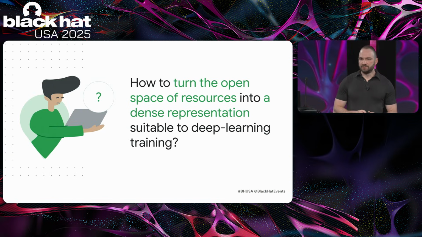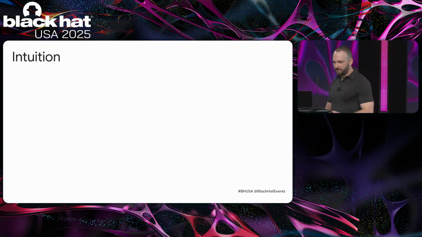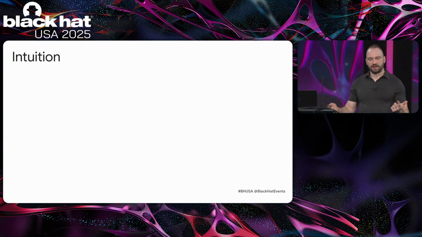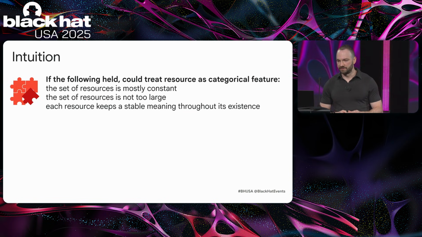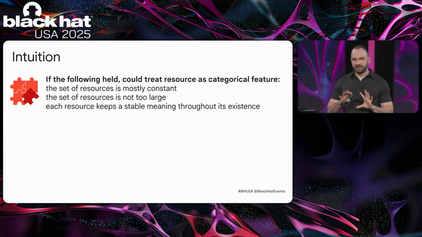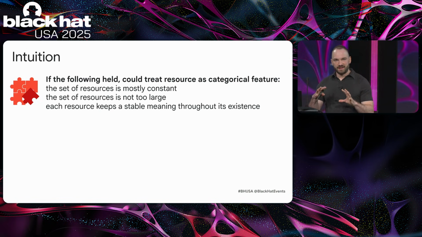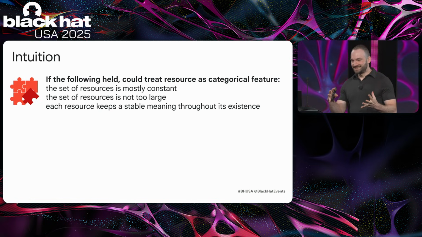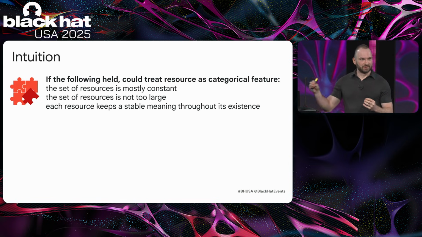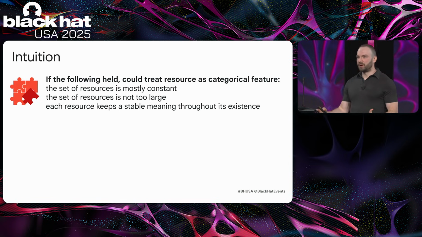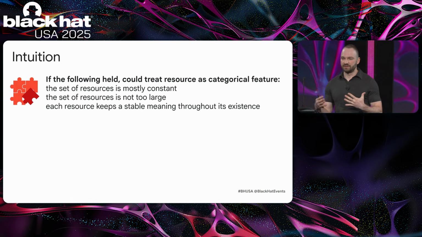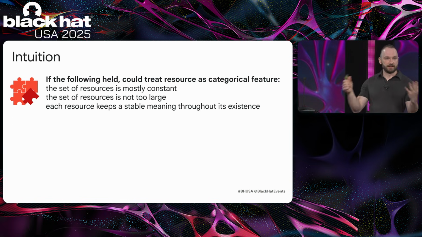So let's see how Facade deals with those problems. I'm going to give you a piece of intuition here that will, I think, help build the case for our featurization. Let's say we lived in a perfect, very simplified world, where the set of resources is small, is constant, and the meaning of each resource is also stable in time. There would not be any problem here, because you would just be able to featurize each resource as categorical features, essentially. This is, however, not the case. All of these three constraints are violated in practice.